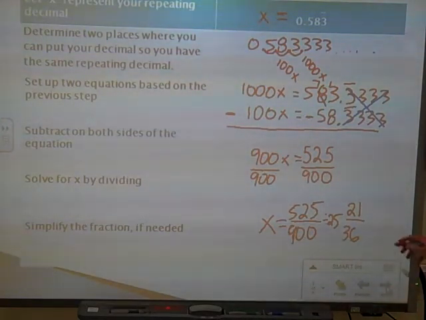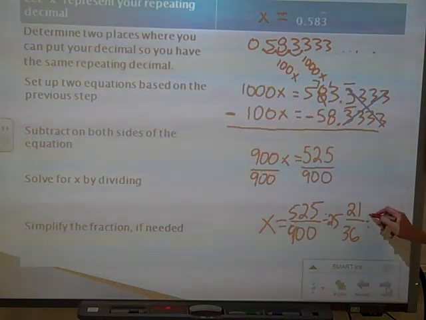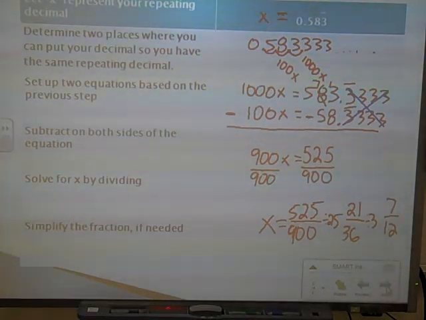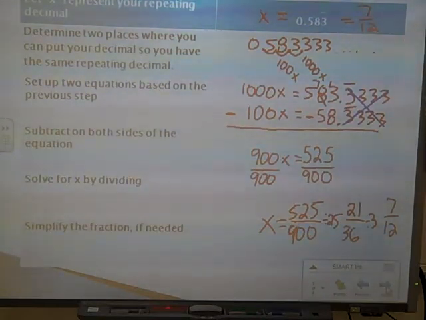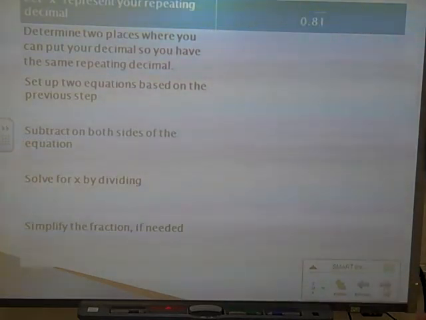I'm still not simplified because 3 can go into both of them. I'm going to divide by 3, and I would get my answer of 7 over 12. So x is equal to 7 over 12. So my repeating decimal of 0.5833333 is equal to 7 over 12. Okay. All right, number 2.